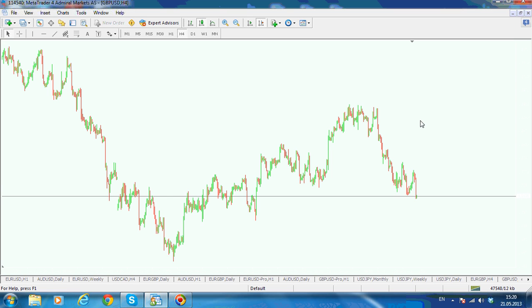Also important to know that cable, Great Britain pound US dollar, was hardly influenced today, and you see the sharp sell-off here, hardly influenced by the CPI in the United Kingdom, which came lower than expectations. Of course it came lower than expectations. I mean, what do you expect when all over the world inflation is not an issue? There are disinflation issues all over the world.